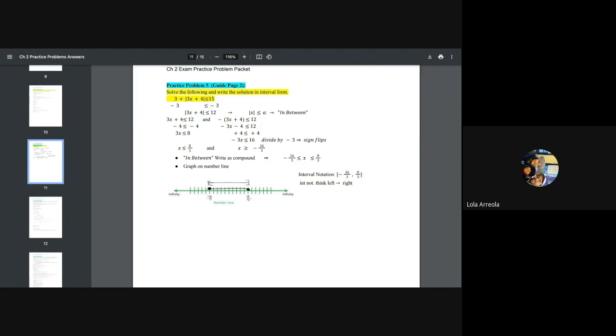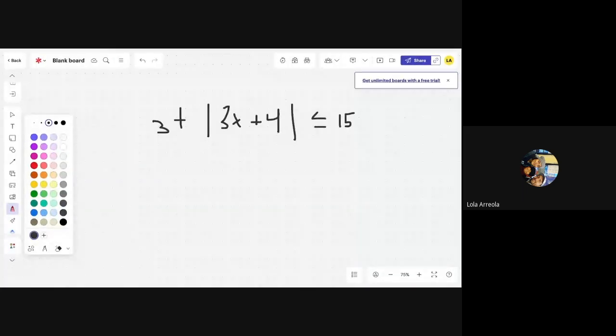So let me rewrite it here. 3 plus the absolute value of 3x plus 4 is less than or equal to 15. So again, I want to get the absolute value by itself.